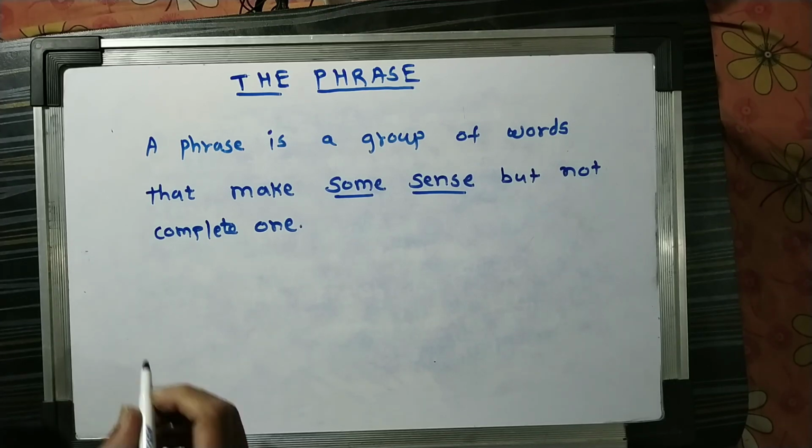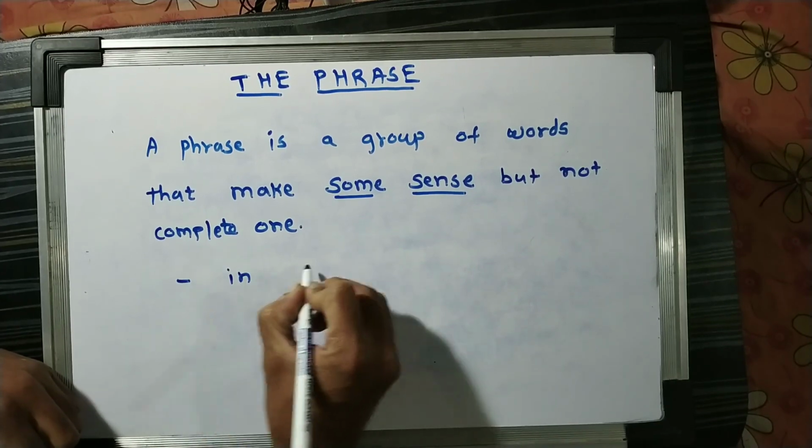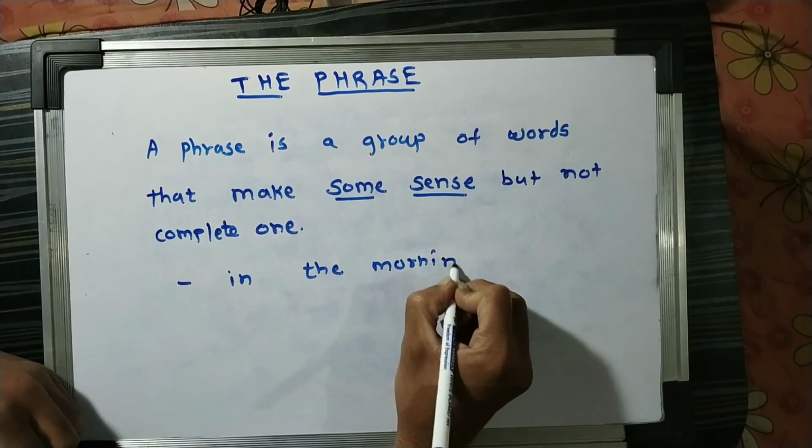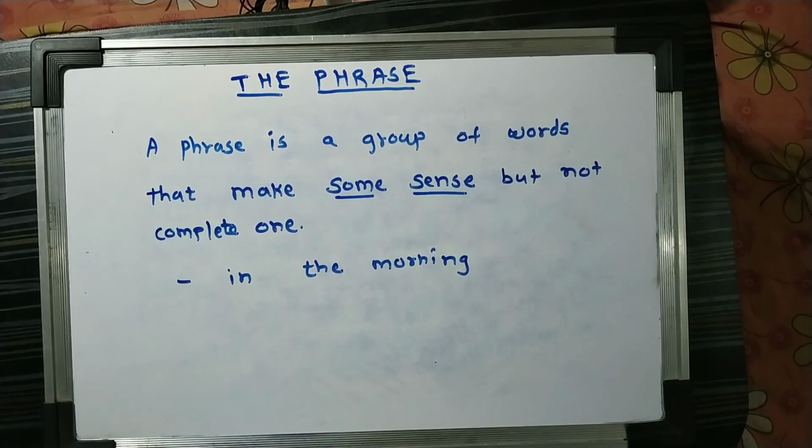We will try to understand this concept of phrase with the help of some examples. So look at the board and pay attention. In the morning. Now here we are getting three words. So in this way we can say that we are getting a group of words. After reading this group of words, we are able to get some meaning, means we are able to get some sense out of that. But it is not complete one. We are not getting complete message out of that. So is this group of words a sentence? Of course not. Then what is it? Of course it is a phrase. A phrase is something that gives us some meaning but not the complete one.